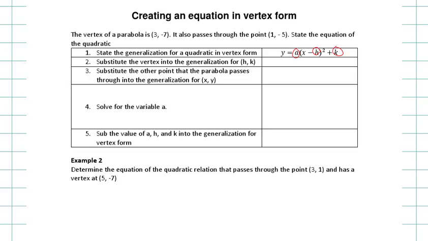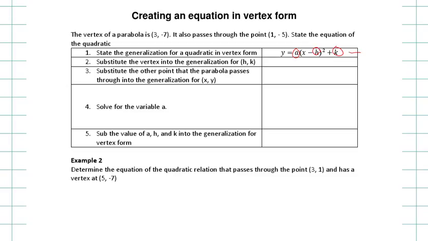So, the vertex of a parabola is (3, -7). It also passes through the point (1, -5). State the equation of the quadratic. So what do we know? The vertex is (3, -7). That's right. And this is very important information, because what do we call this form? This form is called the vertex form.